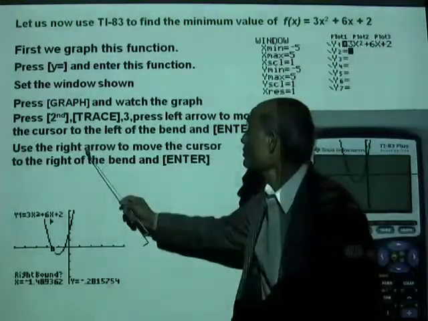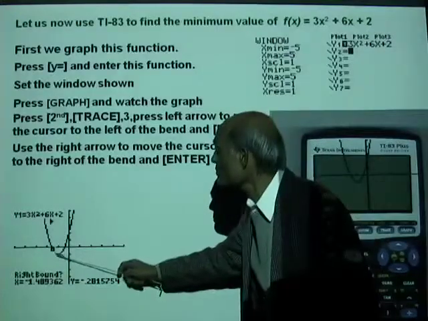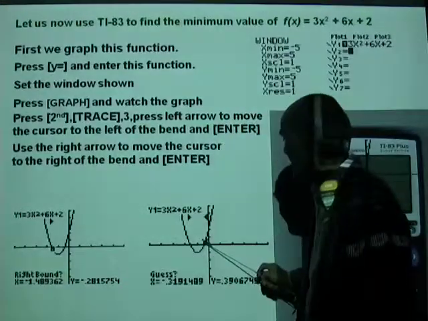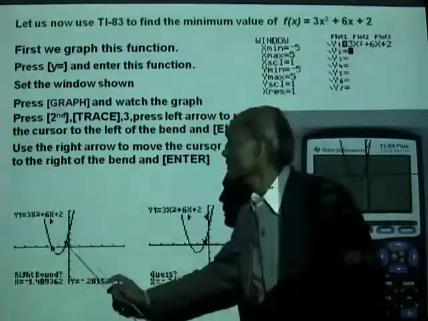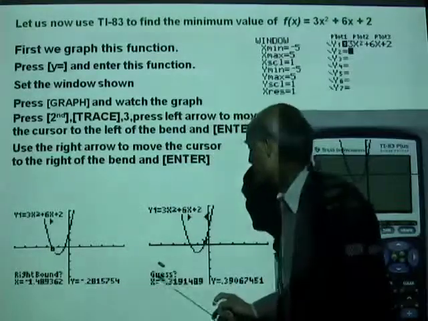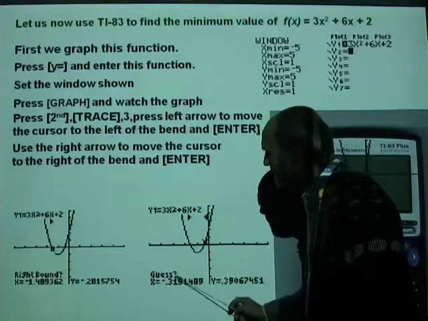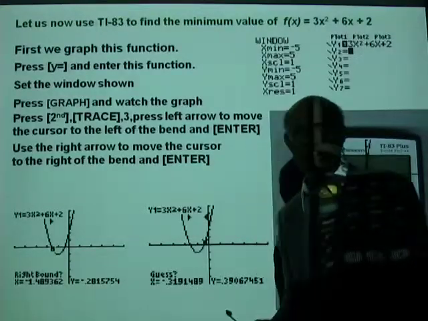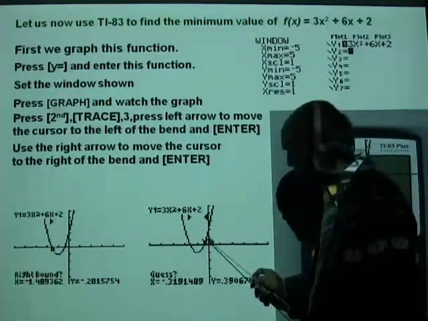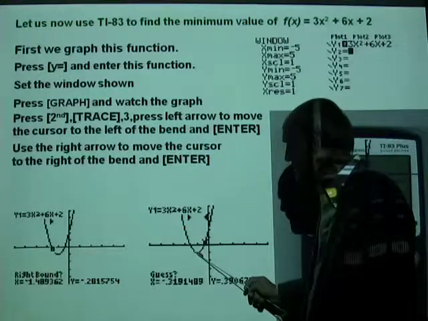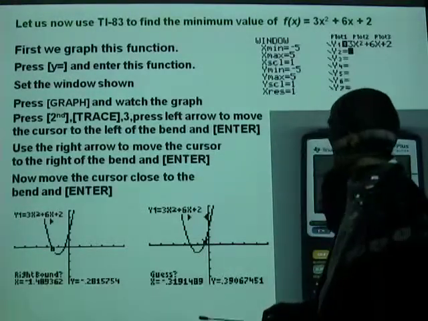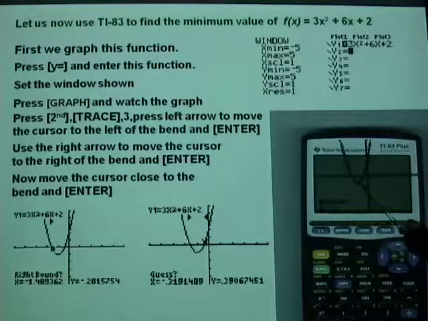Alright? So use the right arrow to move the cursor to the right of the bend and enter like this. So you have now a left bound and a right bound. Now the calculator needs a guess. Now what is a guess? Move the cursor back to the bend. Alright? And enter.